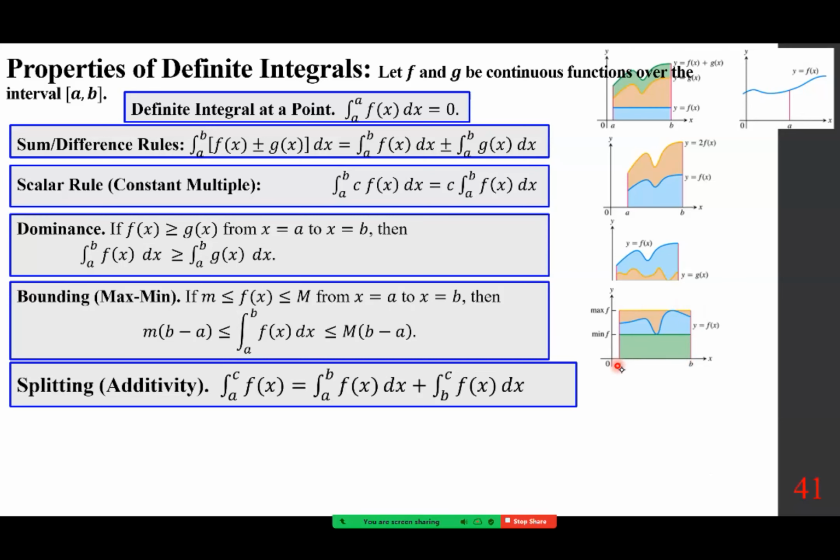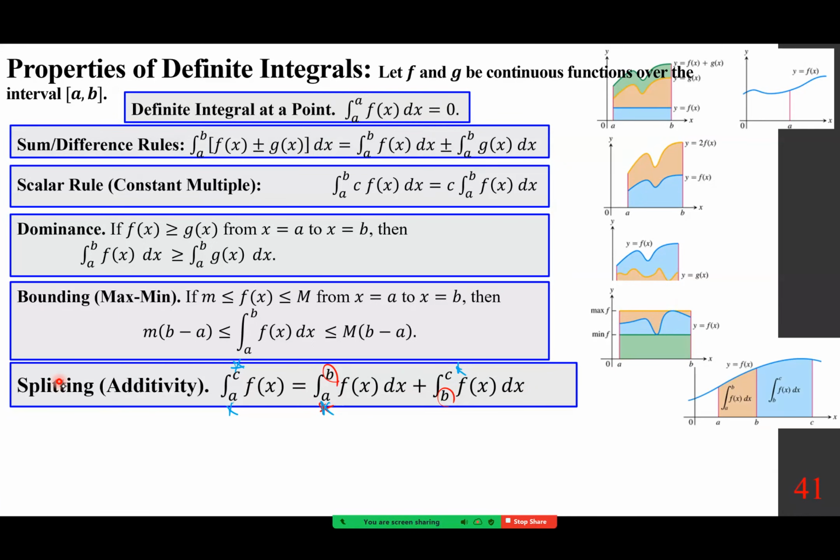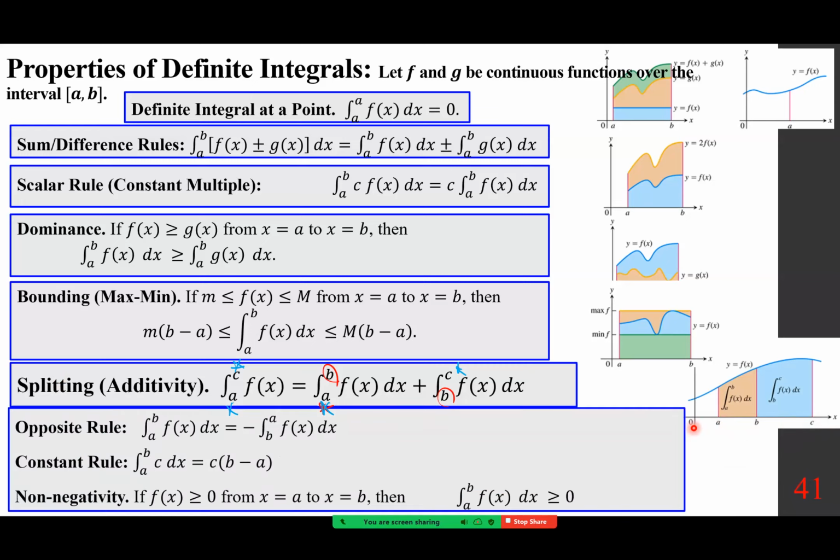Splitting, additivity: if you are taking the integral from a to c of f of x, it is the same as the integral from a to b of f of x dx plus the integral from b to c of f of x dx. Notice these two must be identical. And then from here, let me use a different color, from a to c. So be careful with that. Basically, this is from a to b, this is b to c. You can say it's from a to c, assuming b is between a and c, and it really doesn't have to be.